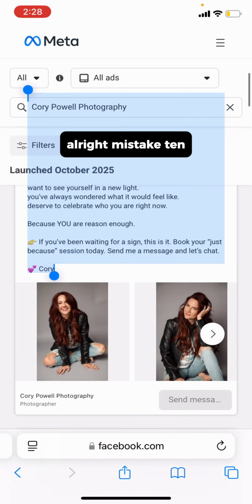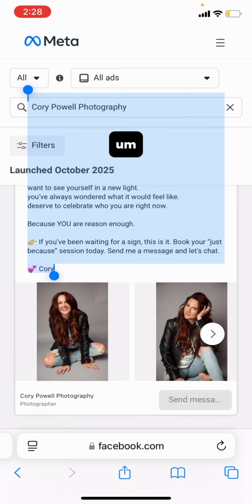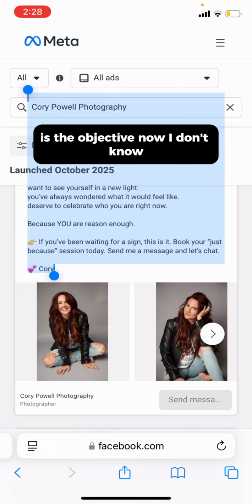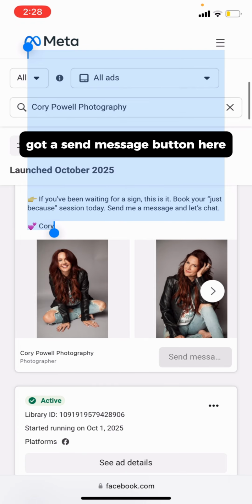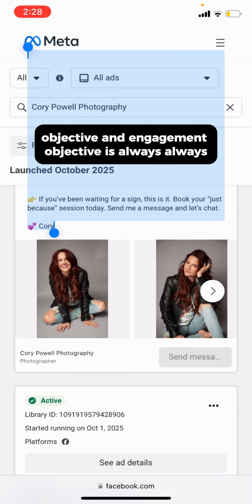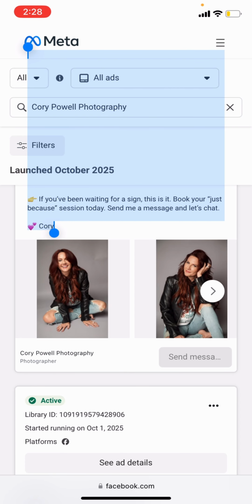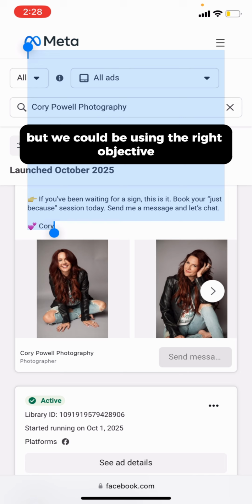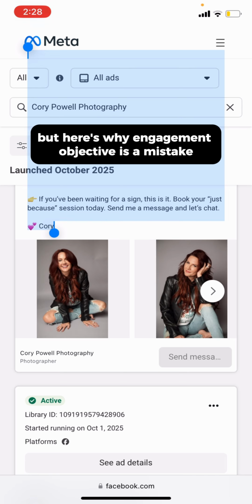All right, mistake 10 is the objective. Now, I don't know, we've got a Send Message button here. I'm going to guess we're using the engagement objective. And engagement objective is always, always, always a mistake. But we could be using the right objective. But here's why the engagement objective is a mistake.